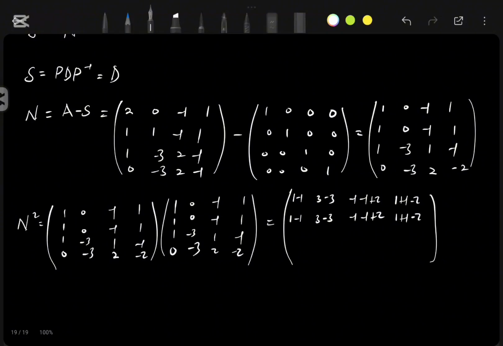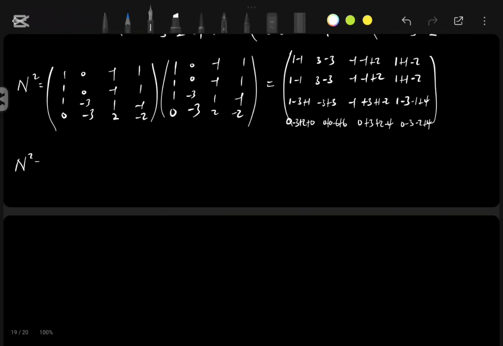Next, we have 1 minus 3 plus 1 plus 0. And we have 0 plus 0 minus 3 plus 3. Minus 1 plus 3 plus 1 minus 2. We have 1 minus 3 minus 1 plus 4. We have 0 minus 3 plus 2 plus 0. So 0 plus 0 minus 6 plus 6. When you have 0 plus 3 plus 2 minus 4. 0 minus 3 minus 2 plus 4.